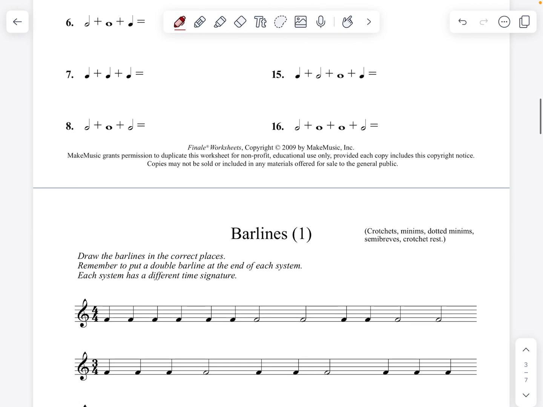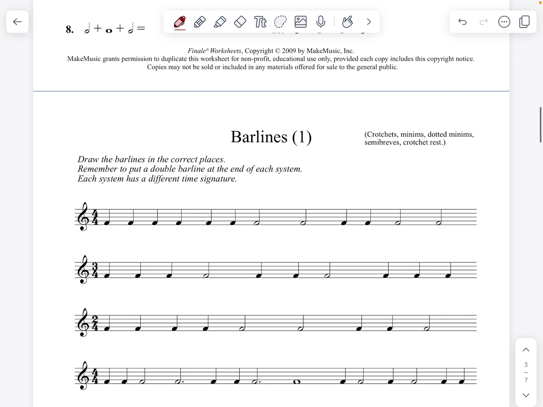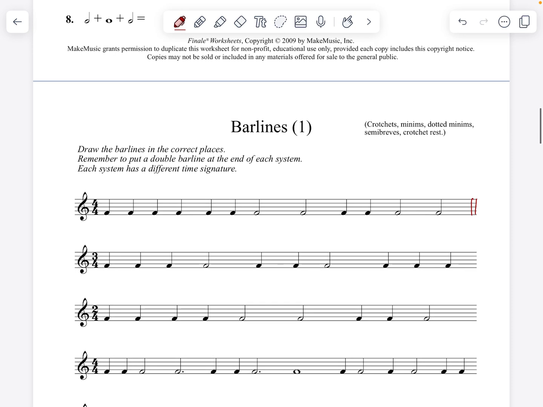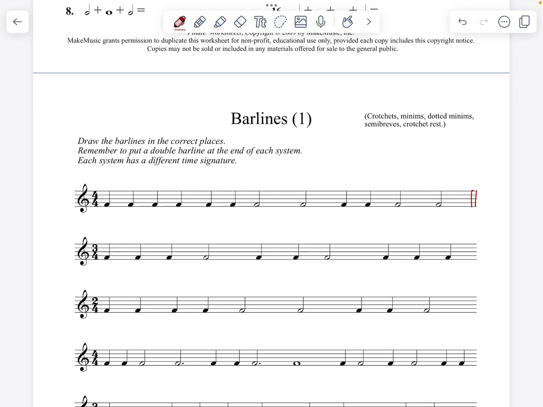All right, the next 2 have to do with writing in bar lines. So it says draw the bar lines in the correct places. Remember to put a double bar line at the end. So a double bar line looks like this. That just tells us that it's the end of the music. We haven't talked about that too much, but it's easy to just add in there.